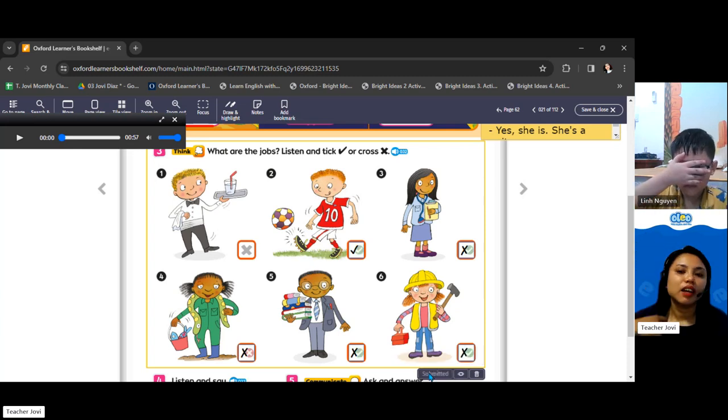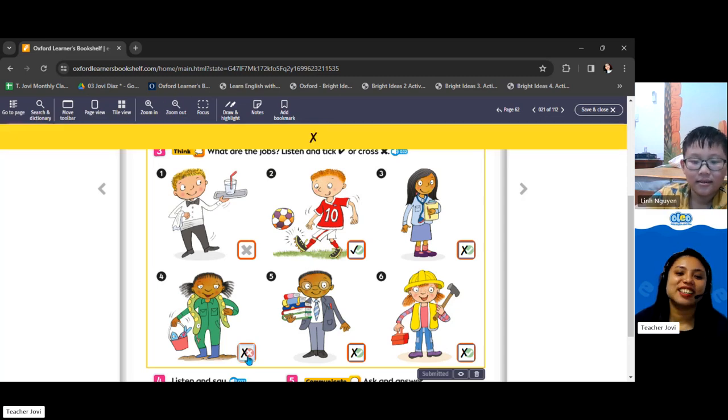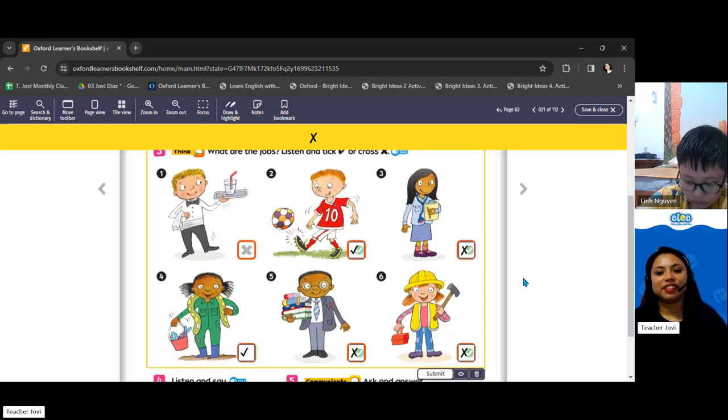Submit. Oh no! What do you think is number four? Yes, our number four is tick. All right, so there you go.